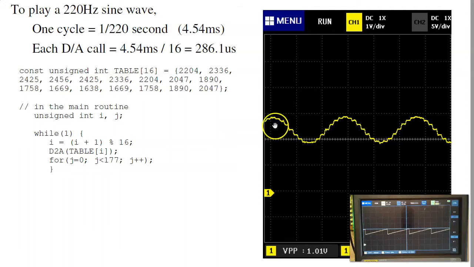This is what I get. I get these stair steps. I output the first number, wait, output the second number, wait, and so on. That's a sine wave. Do this with more points, I can get a smoother sine wave.